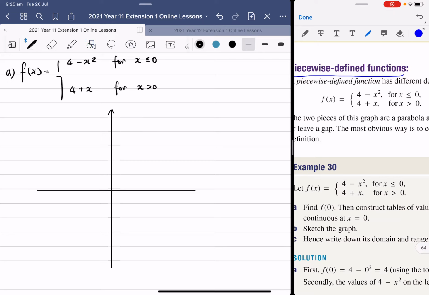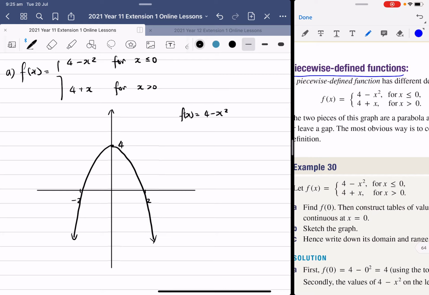For example, I want to sketch f(x) equals 4 minus x squared. Don't worry about the domain right now. You draw the function here. It's a parabola that's concave downwards. The y-intercept is 4, the x-intercepts are minus 2 and 2. So you've got a function like this. It's a parabola, and that parabola is concave downwards.